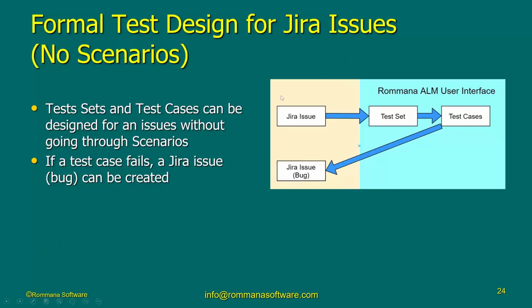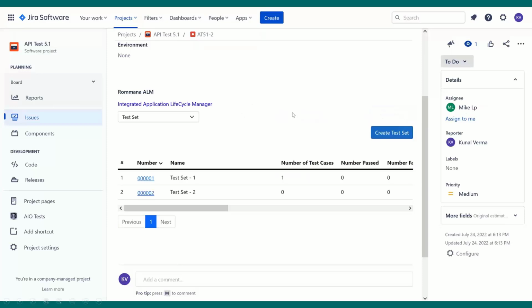This is how the formal test design works without scenarios. Again, if you are interested in just doing formal testing without scenarios, here is your Jira issue, which is a user story. You can go ahead and create this set and create test cases. And if the formal test case fails, then you can create your bug report within Jira. I know I'm going fast because I have a lot of material.